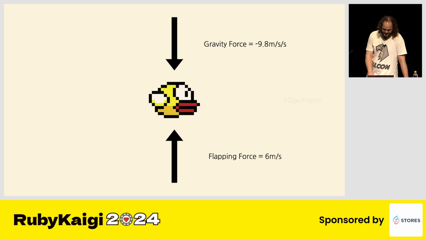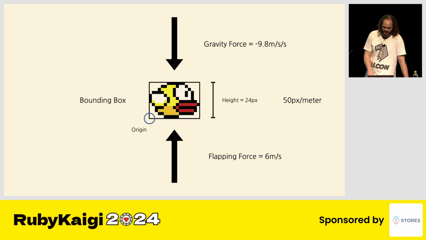In our game world, 50 pixels per meter seem to give good physics response, so that means we need to scale our units by that much. We also have a bounding box for the bird with the origin at the lower left and a height of 24 pixels, giving our bird a real-world size of about half a meter tall. Sounds realistic enough?